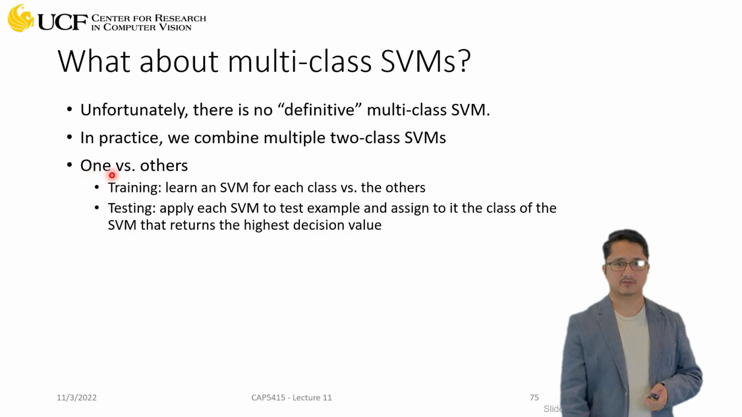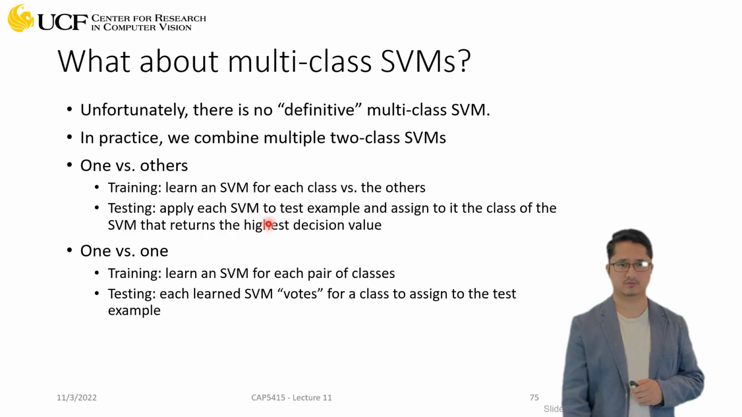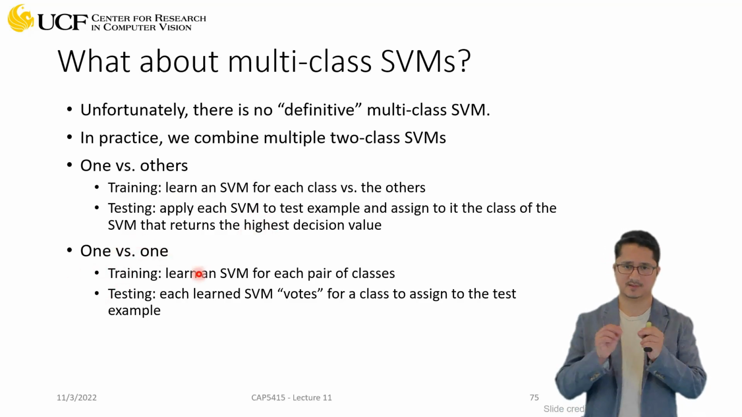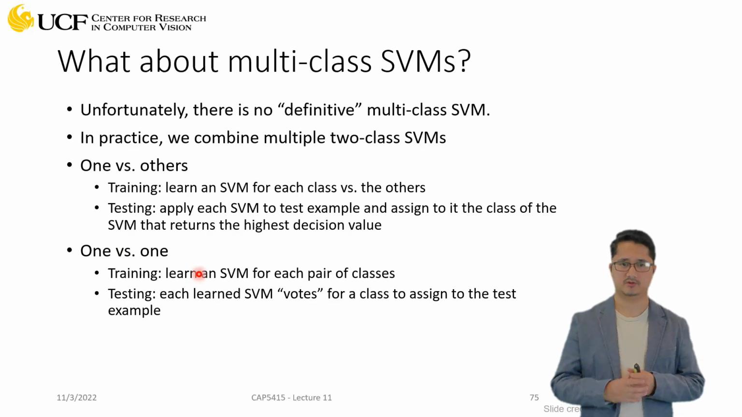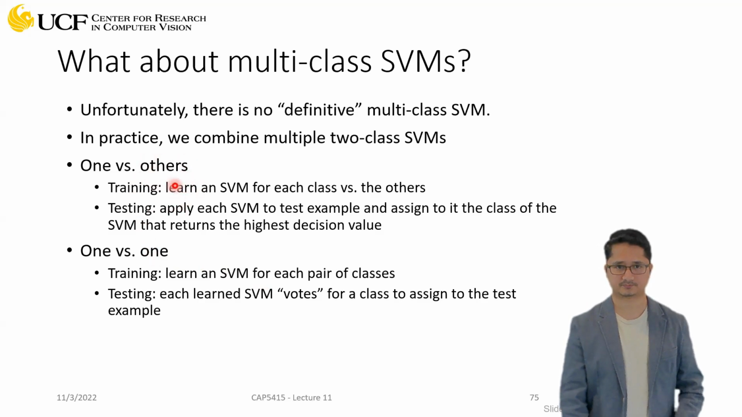This is called one versus others, and this is exactly what we discussed. Then you can have one versus one as well, where you select pairs. For each pair of classes, you learn a classifier. I think this is more useful and generalizable.